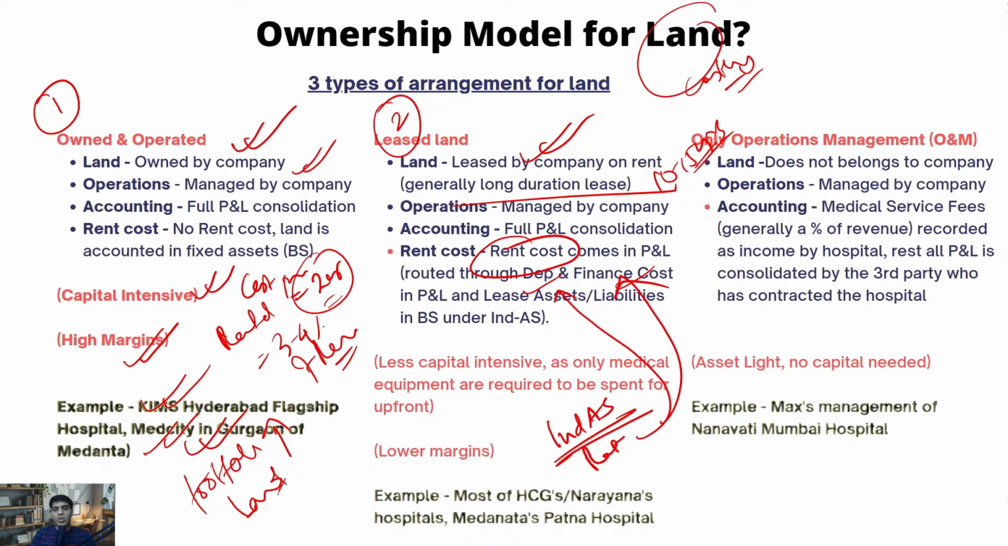because then it's a very comparable and a true margin picture for any business. Leased land model is less capital intensive. आपको खाली medical equipment and maybe building में खर्चा करना पड़ता है, but it is lower margin because you have to spend 3 to 4% of your revenue on the rental part. All the incremental hospitals, they are generally coming up on the leased land model.